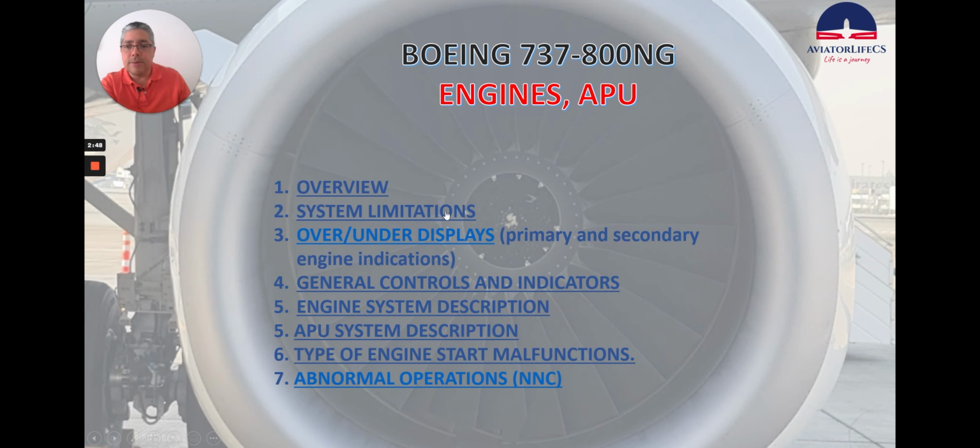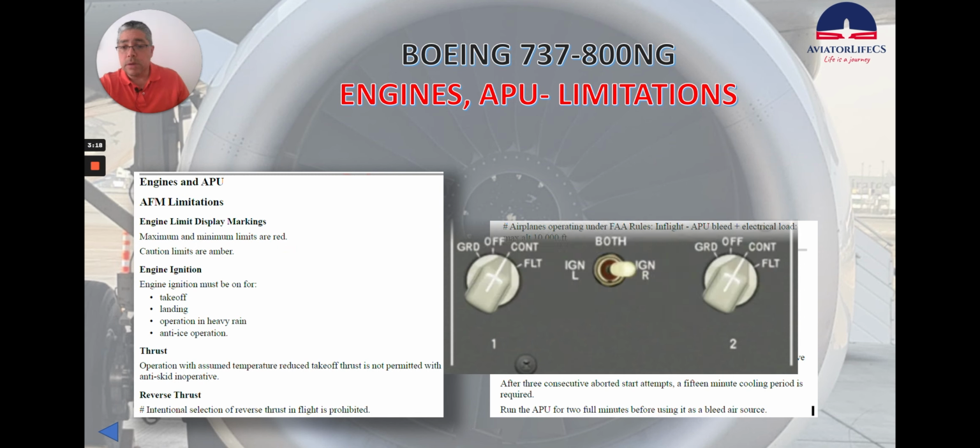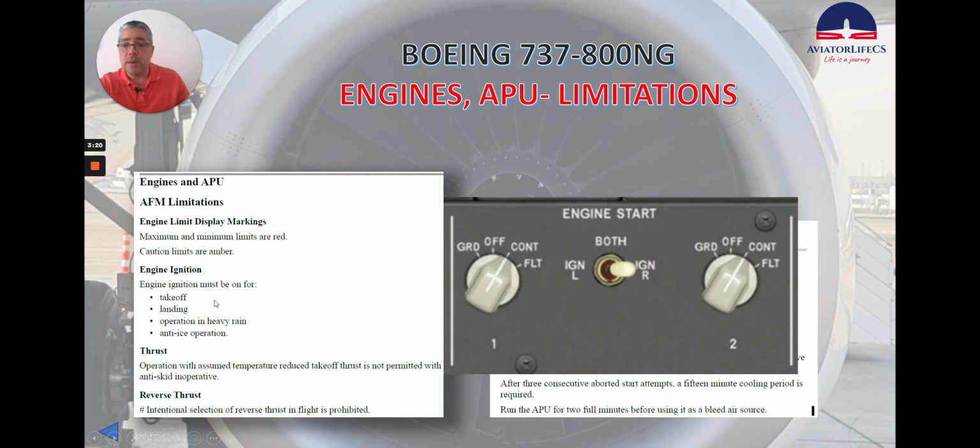Let's review the system limitations. On the AFM, maximum and minimum limits are red, caution limits are amber. This is for the engine limit display markings. So here we don't really need to know the exact numbers for the limits. It's basically indicated by the markings. Engine ignition must be on for takeoff, landing, operation in heavy rain, and anti-ice operation.